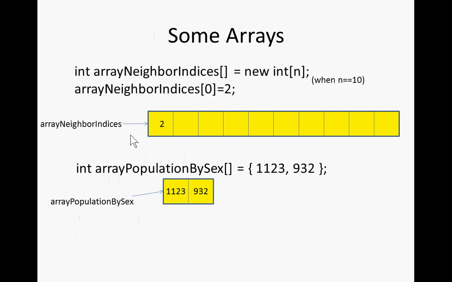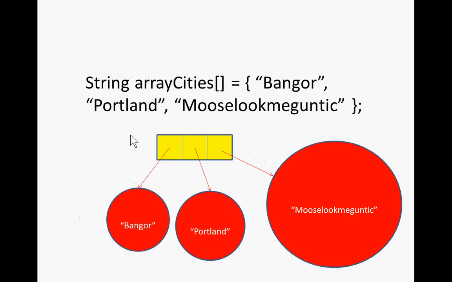0, 1, 2, 3, 4, 7. Okay. If we had this, we'd be allocating an array that looks like this. 1, 1, 2, 3, and 9, 32. So we could look up item 0, which would be 1, 1, 2, 3. We could look up item 1 at index 1, 9, 32. Okay. Or we could have something like this.